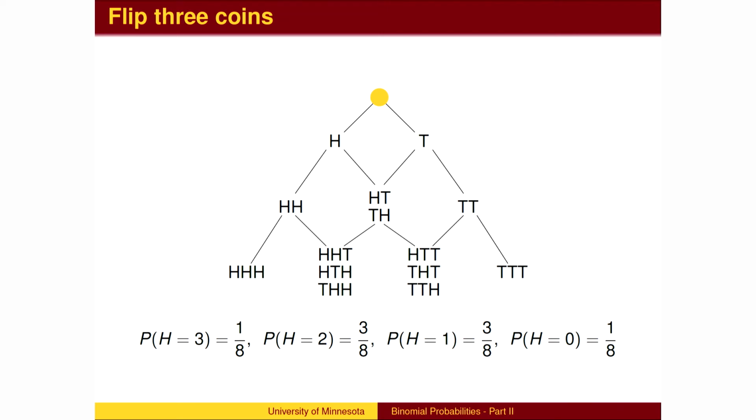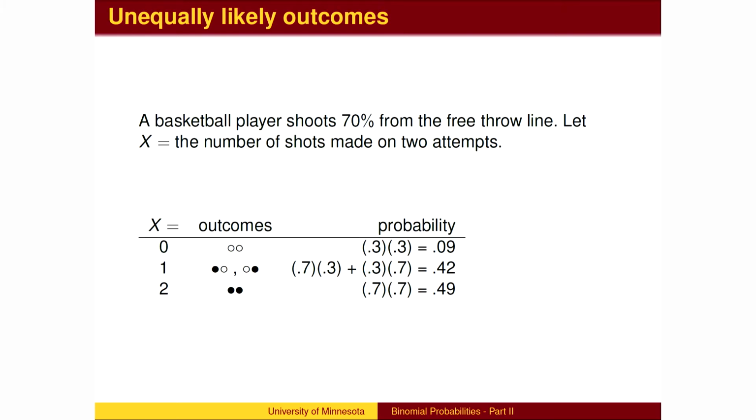Recall the binomial probability model for coin flips, where each string has equal probability. The numerators are found from Pascal's triangle. The denominator is 2 raised to the power of the number of flips. What happens when the chance of success is not 50%?